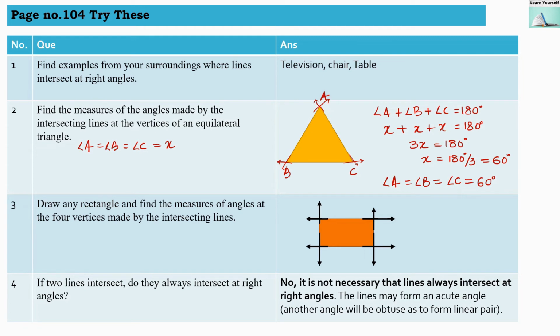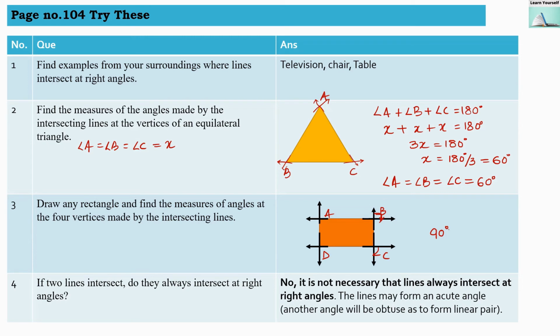Question 3. Draw any rectangle and find the measure of angles at the four vertices made by intersecting line. So here they are making 90-degree angle when they are intersecting with each other. So the measure of all the angles are 90 degree. If two lines intersect, do they always intersect at right angle? So no, it is not necessary that lines always intersect at right angle. The lines may form an acute angle.